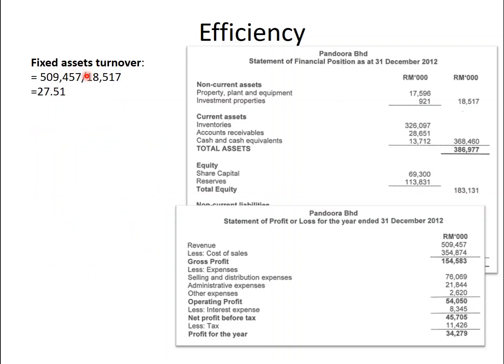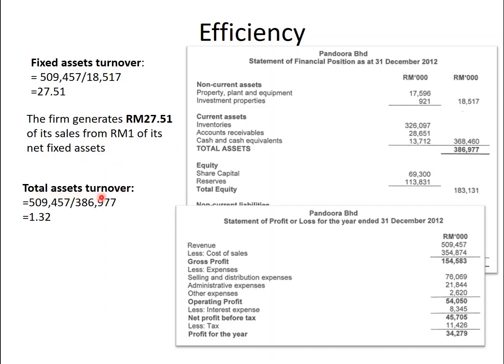Next is fixed asset turnover. The formula is total sales divided by total non-current assets. So total sales is 509,457 divided by non-current assets, which is 18,517. Then we get 27.51, which means the firm generates RM27.51 of sales from RM1 of its net fixed assets.